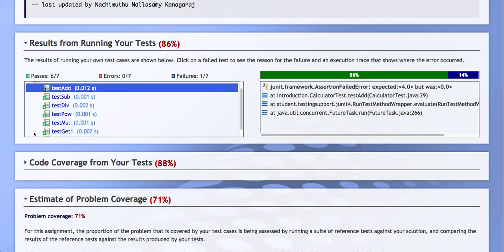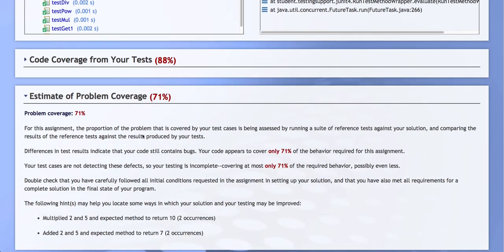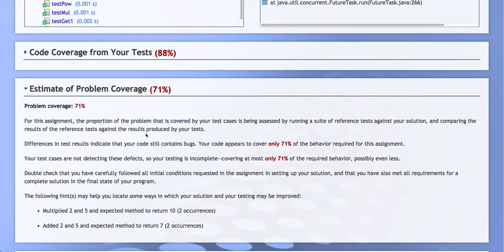So results from your tests are how your tests pass. They're the same as if you ran them locally. Code coverage from your tests is what percentage of the lines we expected you to test your tests actually completed. And then estimated problem coverage is the result of running your code against instructor or TA written tests. And failing these provides hints.